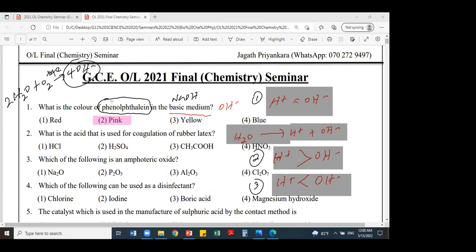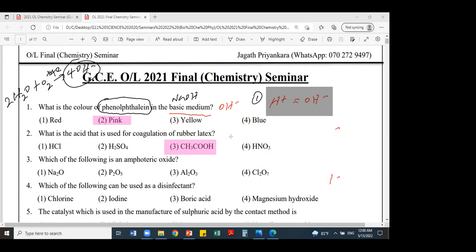What is the acid that is used for the coagulation of rubber latex? Weak acid. In the rubber industry, we use two chemical substances. One is ammonia solution, ammonium hydroxide, that is the anticoagulant, and the coagulant will be the weak acid, CH3COOH, acetic acid. Answer is third. Actually, the other acids are also a bit important. You should know H2SO4, battery acid, sulfuric acid. What is the catalyst used? Vanadium pentoxide in the manufacturing of sulfuric acid.